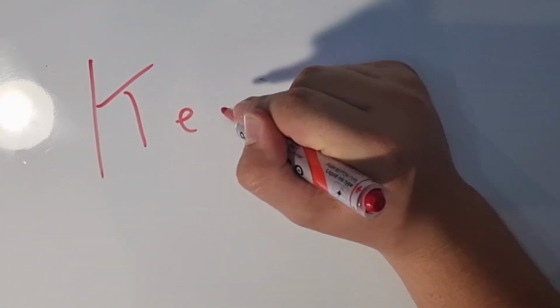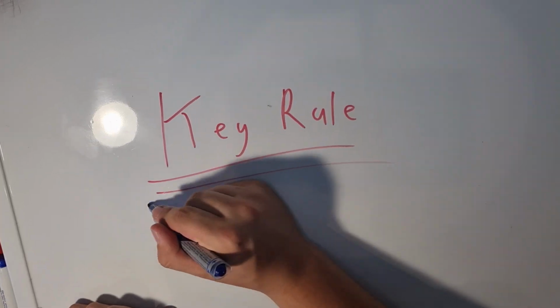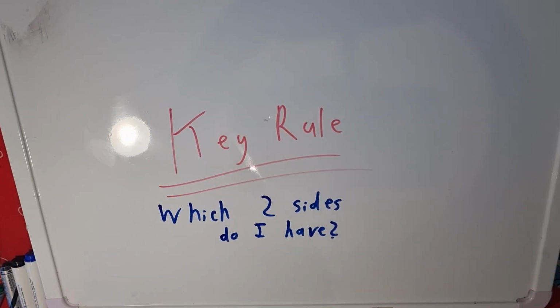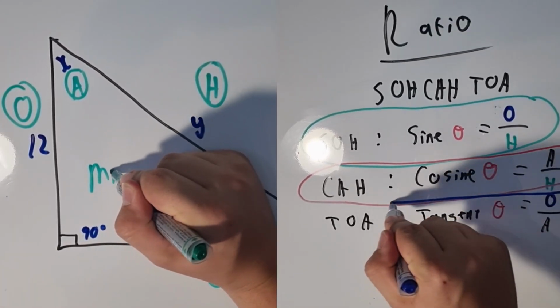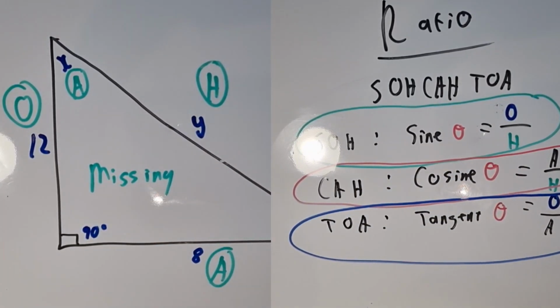Okay, now listen up, because here's the key rule. Before touching any formula, ask this one question. Which 2 sides do I have? Once you know which 2 sides you have, the correct formula just falls into place.